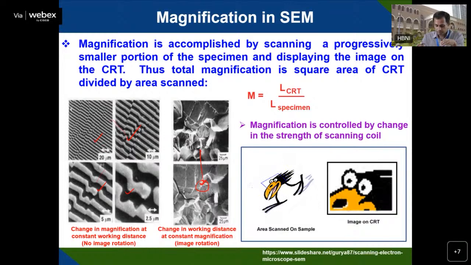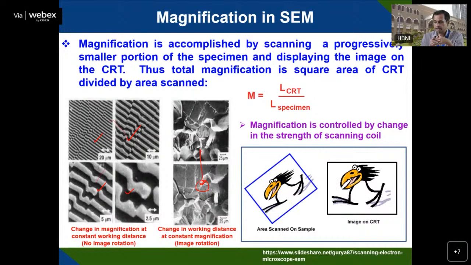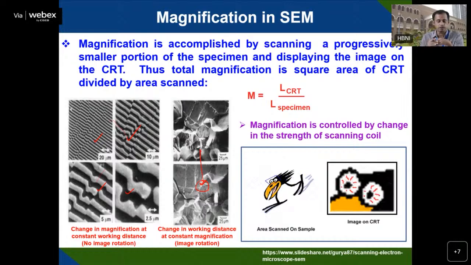So magnification is mainly accomplished by scanning a smaller portion of the specimen and displaying the image on the CRT. So total magnification is the area of the CRT divided by the area scanned. The total area on the CRT and the total area scanned decide the magnification of the image.